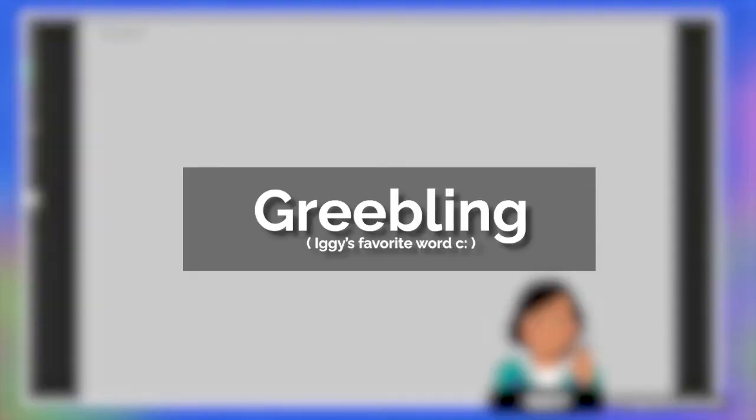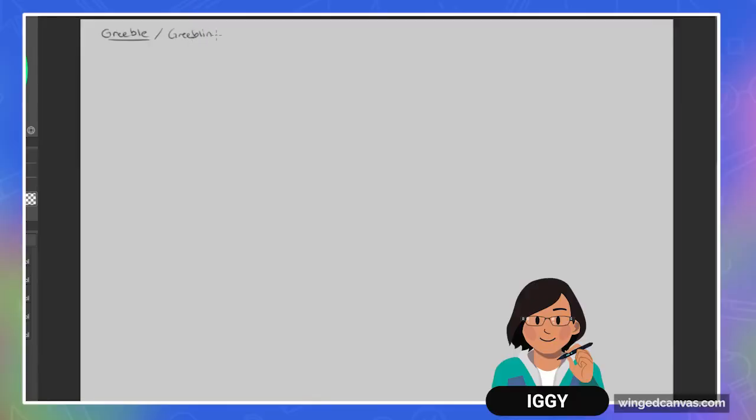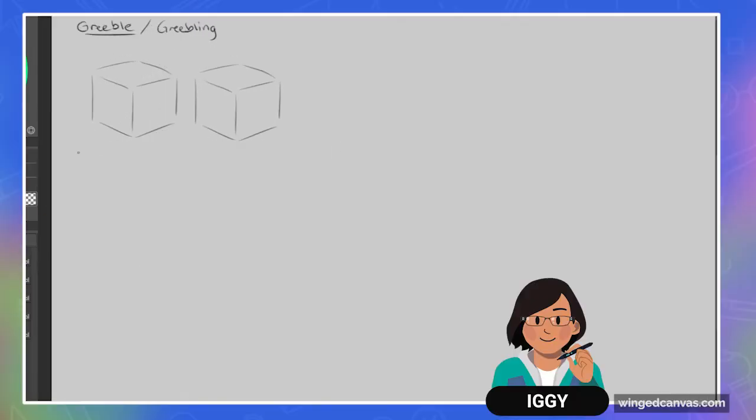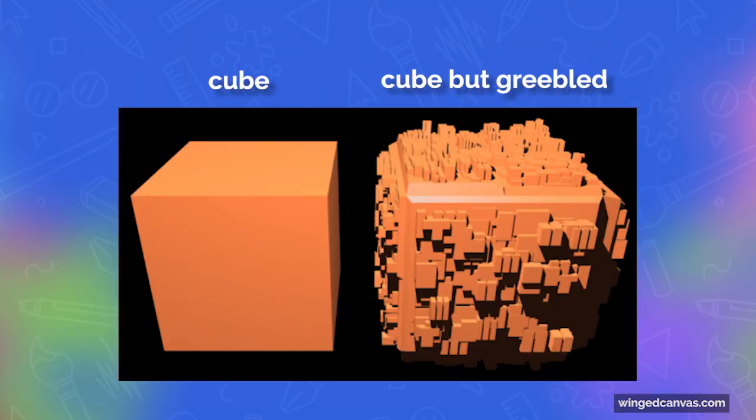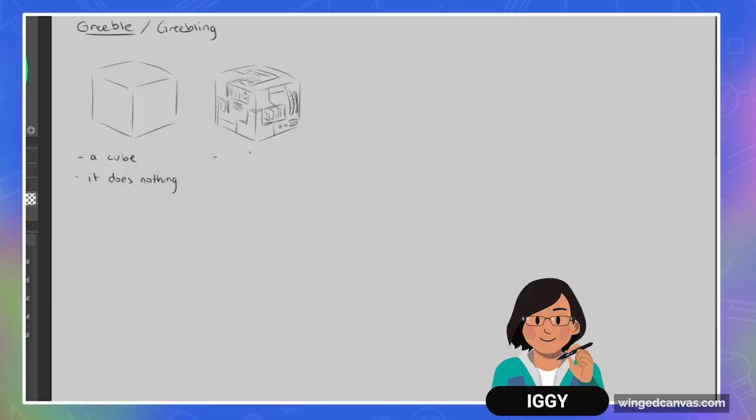Okay, let me show you what greebling is, because you probably know what it is. So this is a normal cube. It does nothing. It just sits there. But if I greeble it, maybe add an air vent right here, and maybe there are lights and a panel right there, maybe a few pipes, a deeper part here, a grid design, a bunch of screws, and what else? Maybe some panel lining over here. So basically this is what greebling is. It's still a cube, it still does nothing, but it looks cooler.